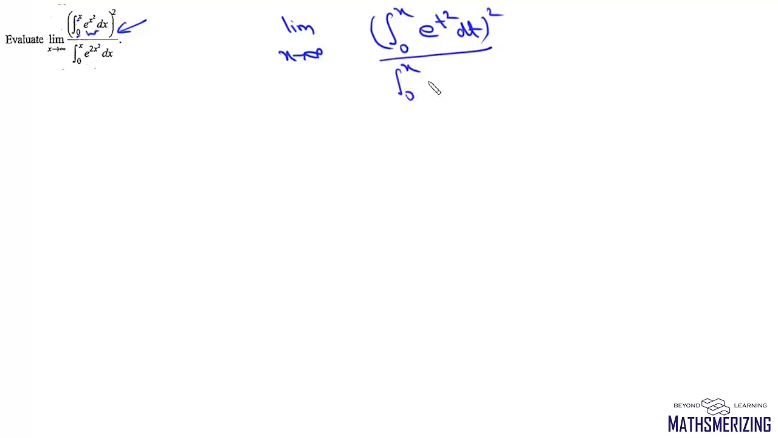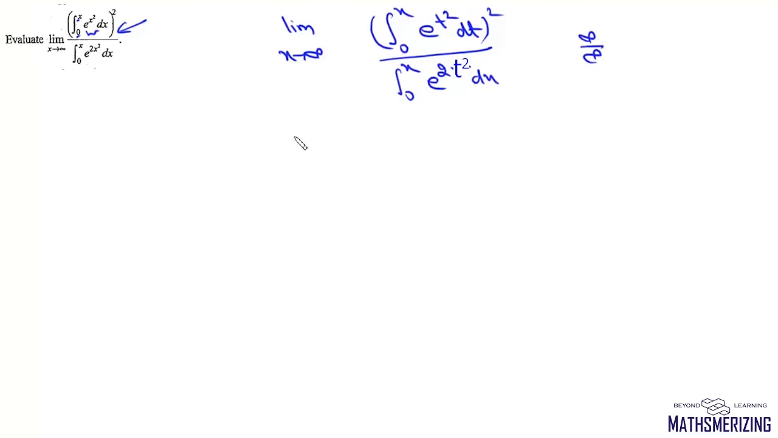Now here the question is, evaluate this limit x tends to infinity, this integral from 0 to x e to the power x square dx whole square upon 0 to x e to the power 2x square into dx. Now I've taken this question from a standard textbook. So I think this question actually should be, we have to evaluate this limit x tends to infinity, this integral from 0 to x, and it should be e to the power t square dt, whole square upon 0 to x e to the power 2x square dx. Now this is infinity upon infinity form.